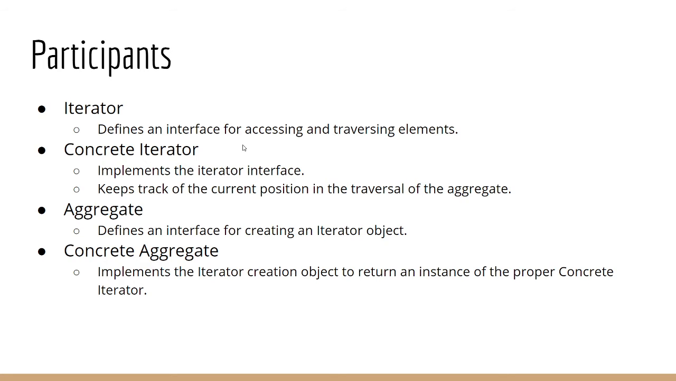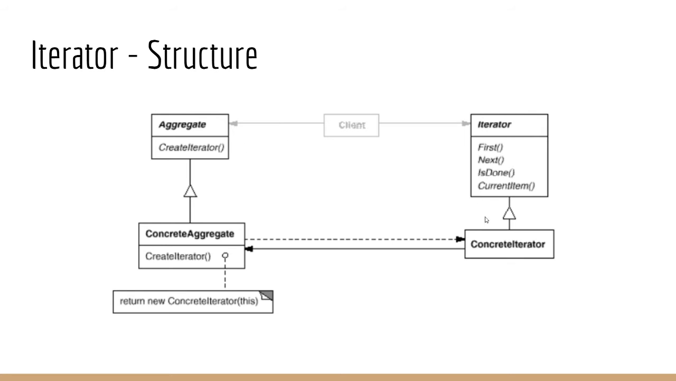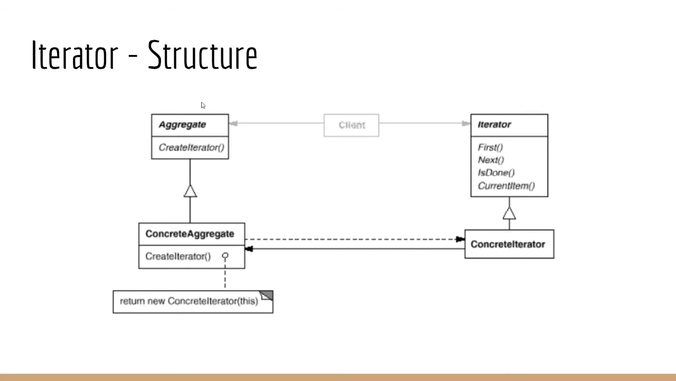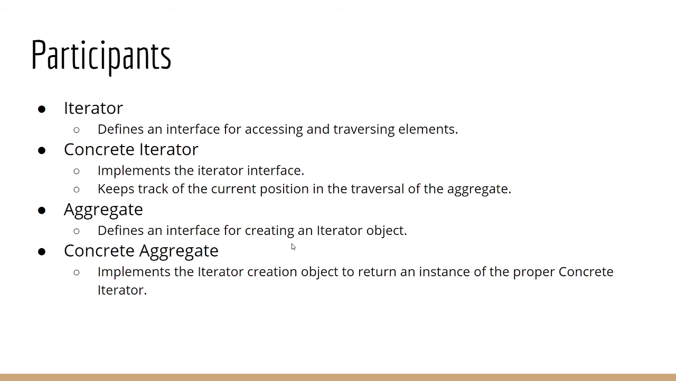The concrete iterator implements this interface. If we go back here, the aggregate defines an interface for creating an iterator object right here, and then the concrete aggregate implements this aggregate. The concrete iterator and the concrete aggregate communicate back and forth to keep track of the instance of the proper concrete iterator.